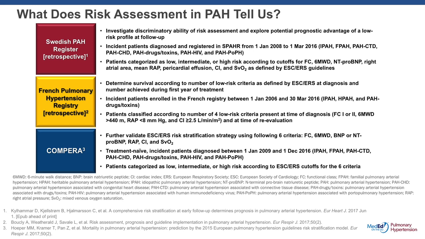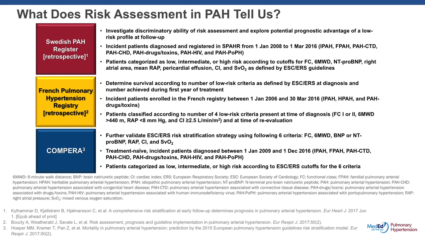The COMPERA study did something very similar, but they narrowed it to 6 criteria, primarily because that was what was included in the database: functional class, 6-minute walk, biomarkers, right atrial pressure, cardiac index, and SpO2. They again looked at treatment-naive incident patients diagnosed between January 1st, 2009 and December 1st, 2016. Again, all types of group 1 pulmonary arterial hypertension, and they categorized patients as low, intermediate, or high risk using the same methodology as the Swedish.